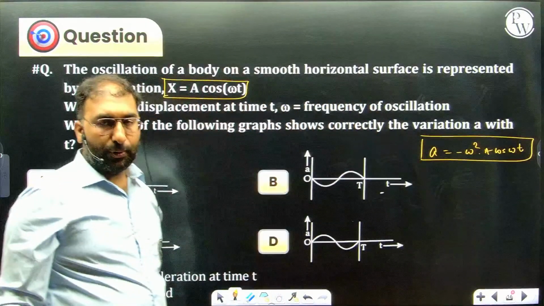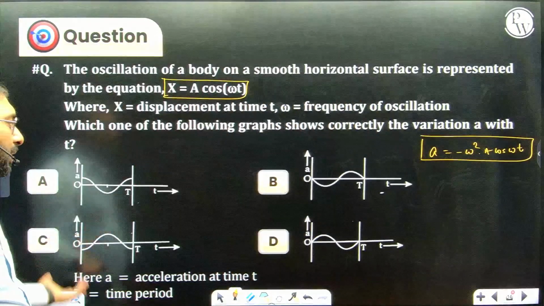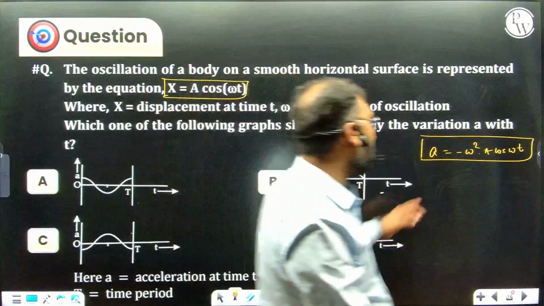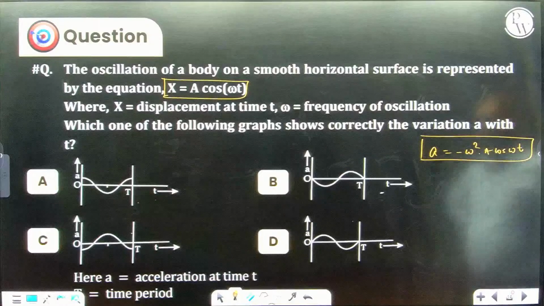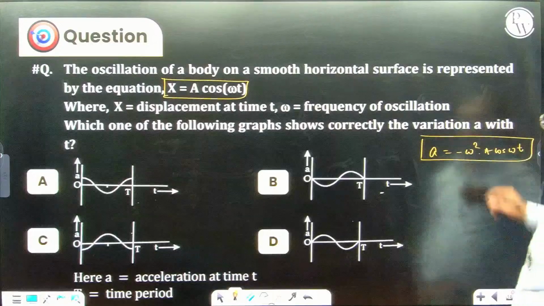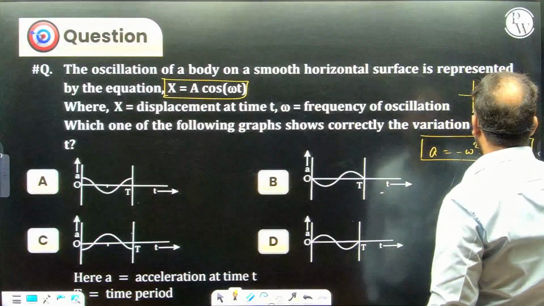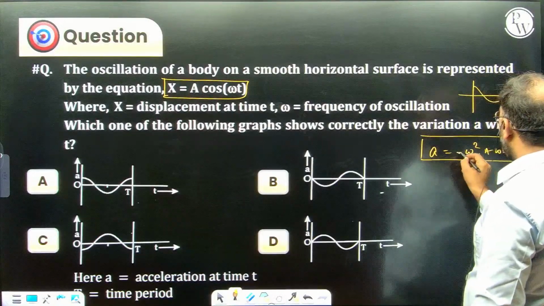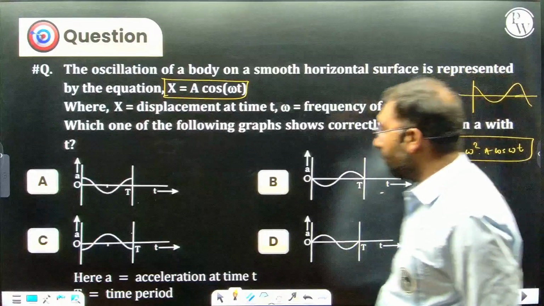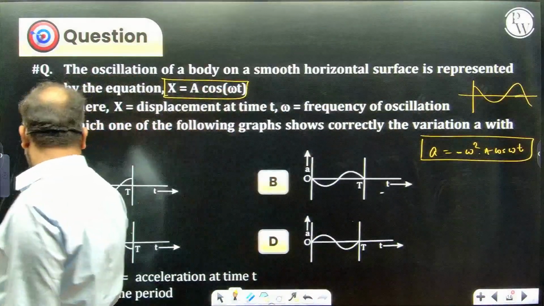So if you have to draw the graph for this one, you can easily write it down, okay? It is going to be a cos function. A versus t is going to be a cos function. So which of the following options is correct? It has to be C for Chennai, right? If you know how to draw a cos function, cos function is like this, okay? But there is a negative sign here, so it will be an inverted cos function. So it has to be option C, Chennai.